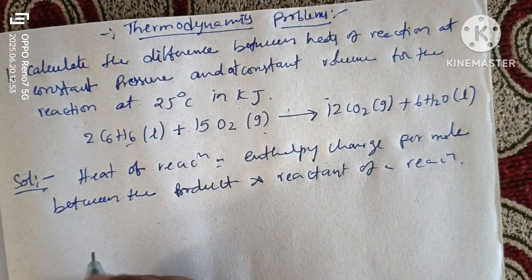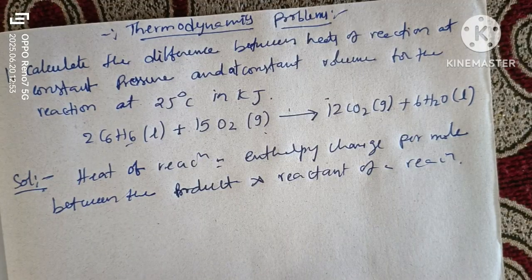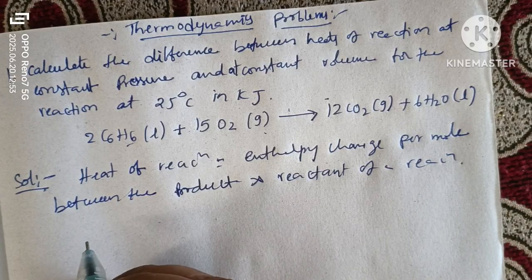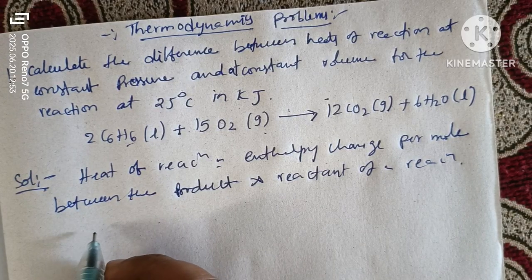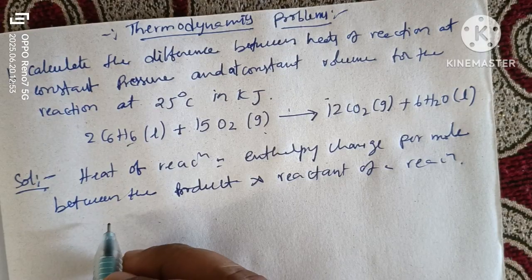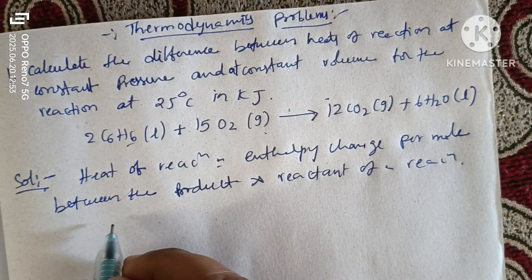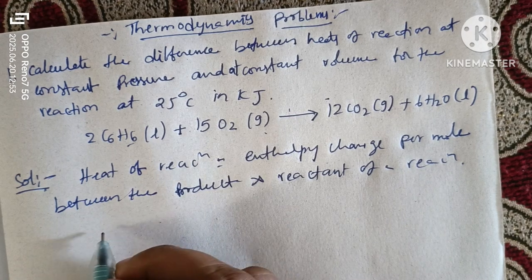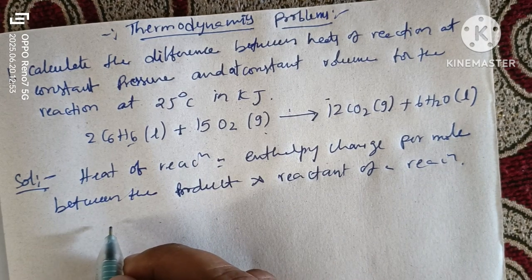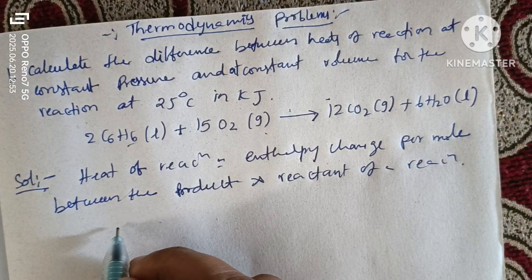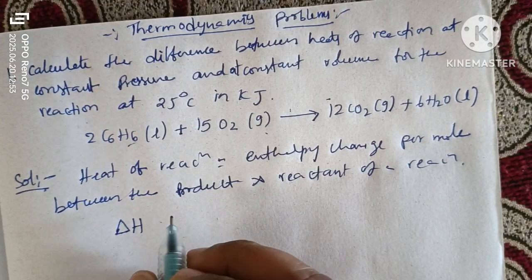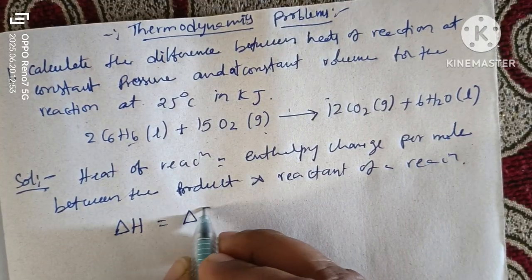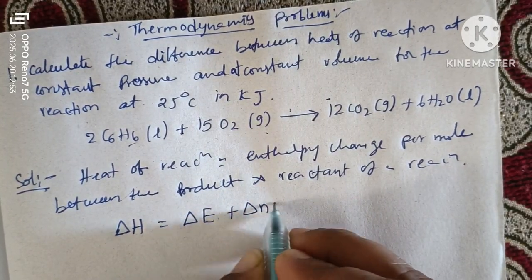So the heat of a reaction means the difference between enthalpy change and internal energy. We know that the enthalpy is denoted by H. The change in enthalpy is denoted by delta H. So we know the equation delta H is equal to delta E plus delta N RT.